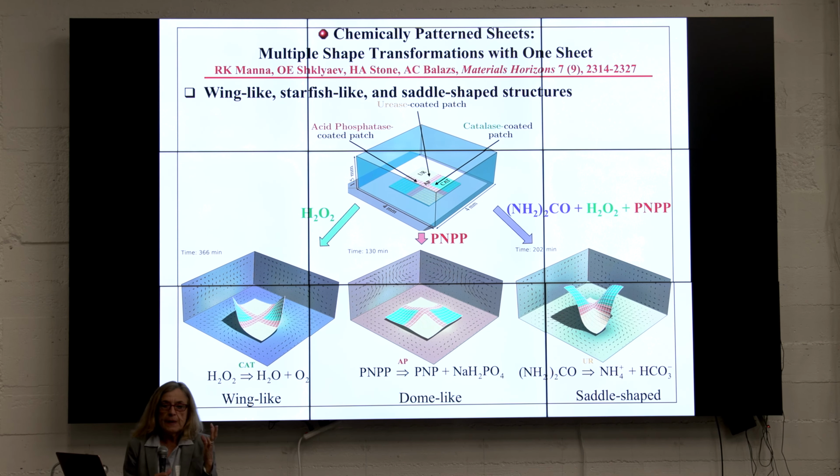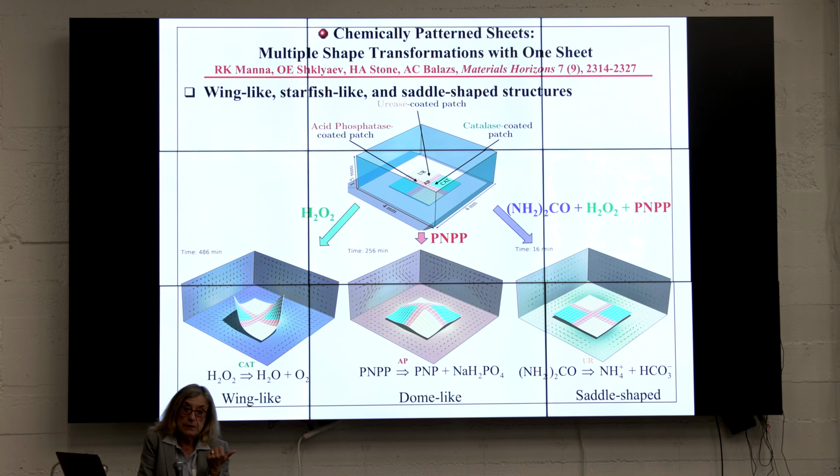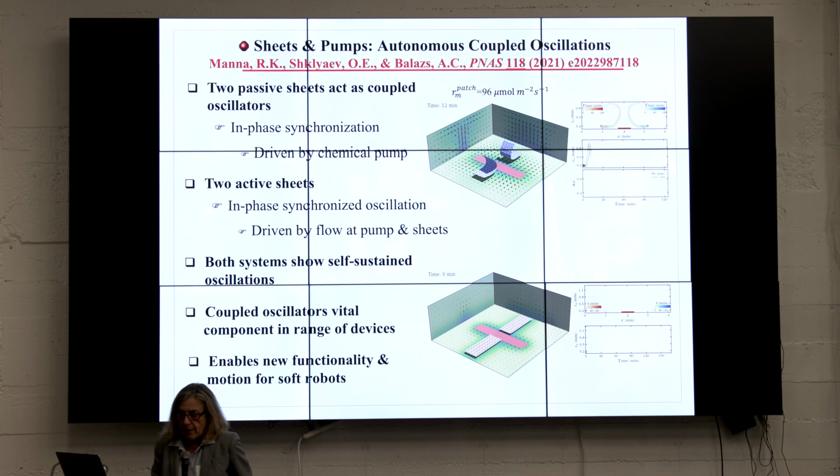Why this is cool is because there really aren't very many examples where one material gives you multiple structures. And all you have to do is change the chemistry in the solution. So that one was a chemically active sheet, and now we wanted to see what happens when we combine chemically active sheets or chemically passive sheets and pumps. Remember, pumps were immobilized on the surface. They can't move, but they generate a catalytic reaction, and that generates fluid flow.